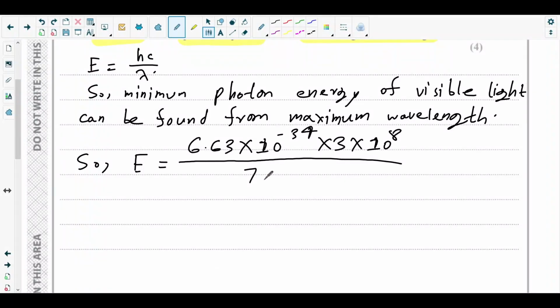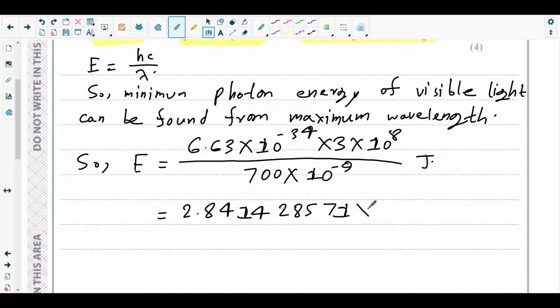Lambda is 700 nanometer, so 700 times 10 to the power negative 9, that much joule of energy. Okay, so let's calculate it out. 6.63 times 10 to the power negative 34 times 3 times 10 to the power 8, divided by 700 times 10 to the power negative 9. That would give you 2.841428571 times 10 to the power negative 19 joule.